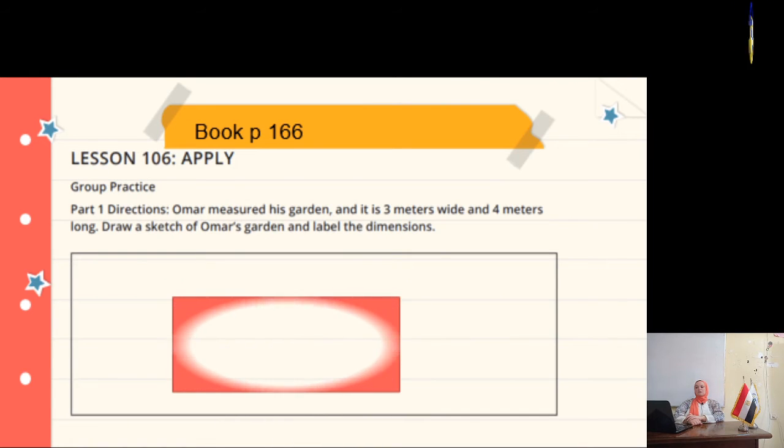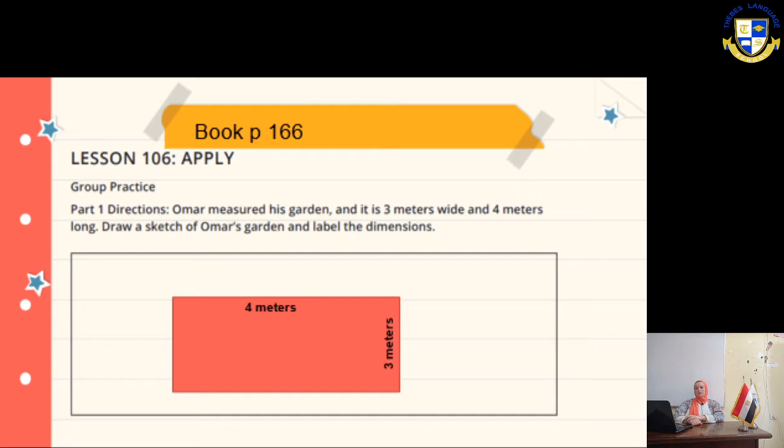Omar measured his garden and it is 3 meters wide and 4 meters long. Draw a sketch of Omar's garden and label the dimensions. So we are going to draw a rectangle. The length is the long side, so it will be 4 meters, and the width is the short side, so it will be 3 meters.